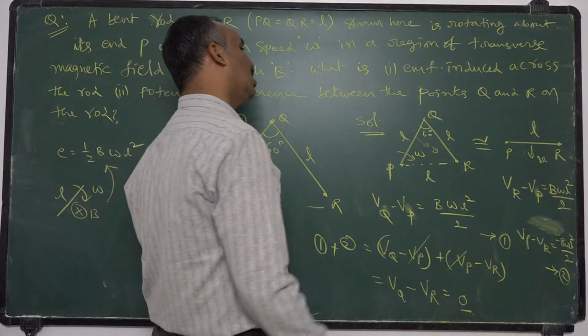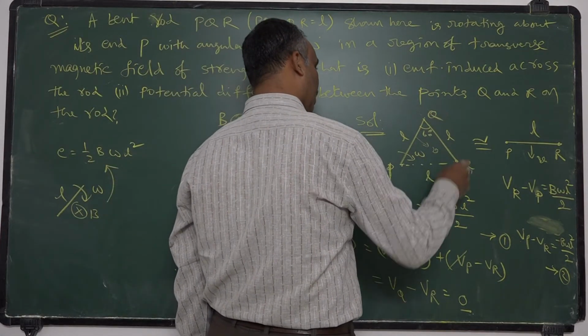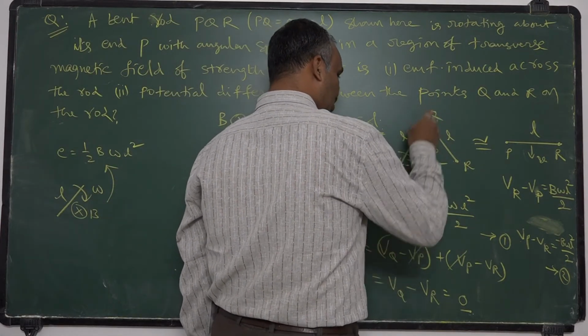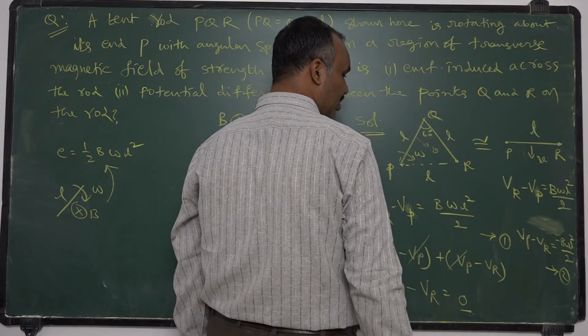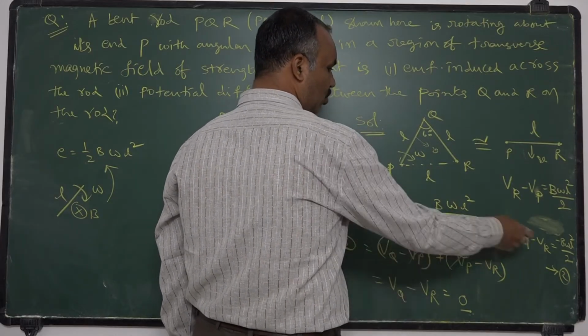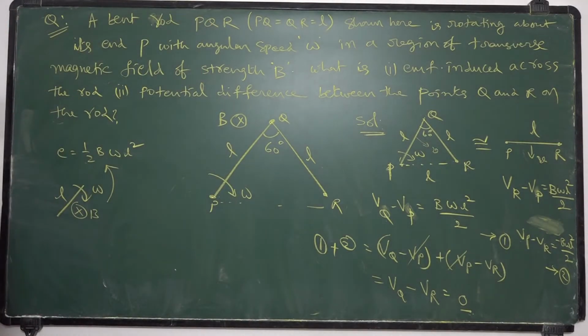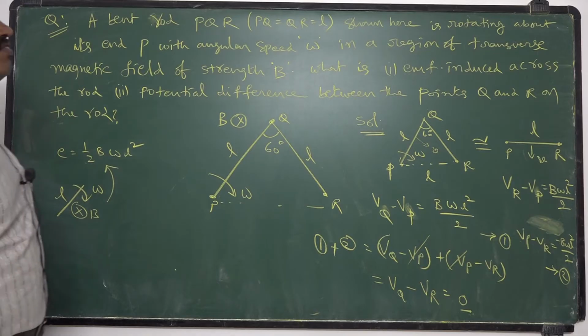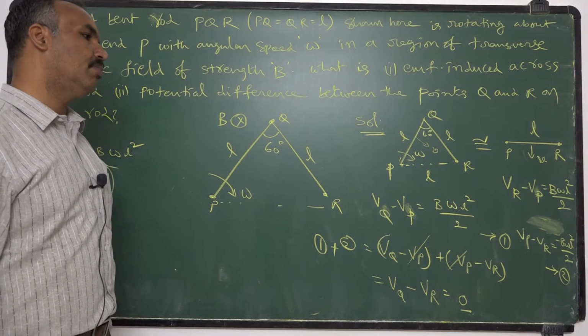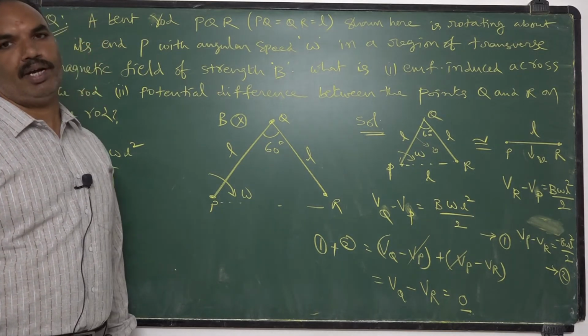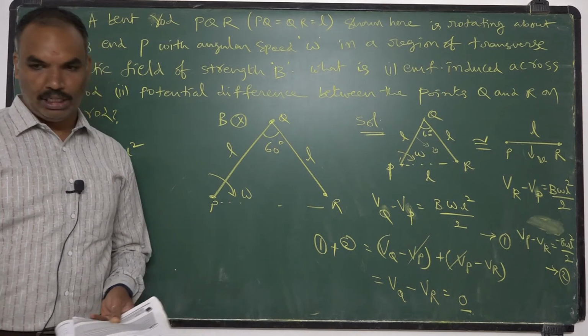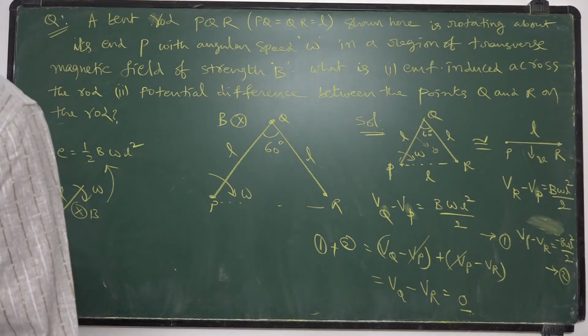And they specifically asked the potential difference between these 2 points. Individually, if I take these 2 points, Vq minus Vp is given by this. So by adding these two equations, you will get the required result. So the potential difference between Q and R is 0. EMF developed across the rod is minus B omega L square by 2. So this is the solution for the question.